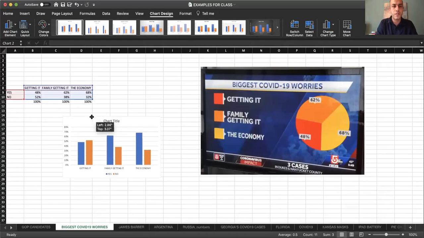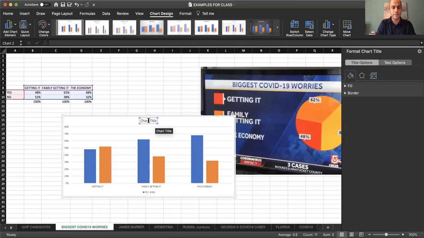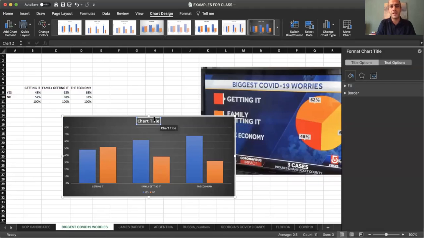And here we go. This is our new better chart. I can change the title. Actually, I can even make it more fancy by changing the color like this. So, biggest COVID-19 worries. And here we go. I can see the yes and no. Yes is blue, no is orange.